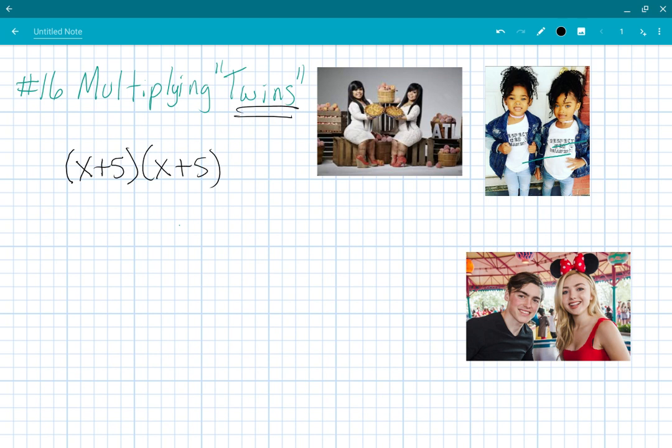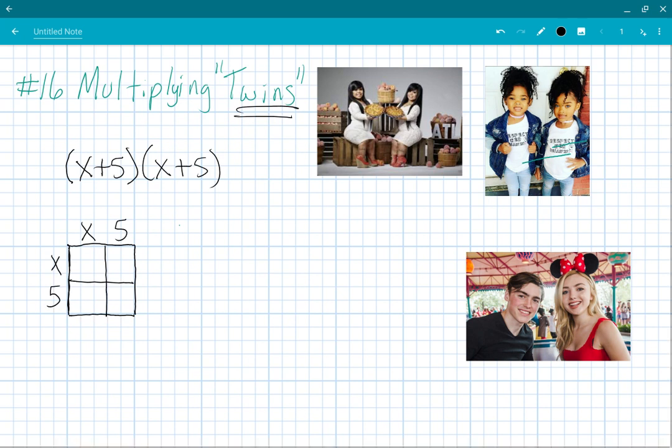Maybe it helps you. All right, so we're going to make a box. And this box is going to be a perfect square because they're twins. This length is the same as this length. They're exact same width and height. And this is one of the twins. And here's the other twin over here. Okay. All right.